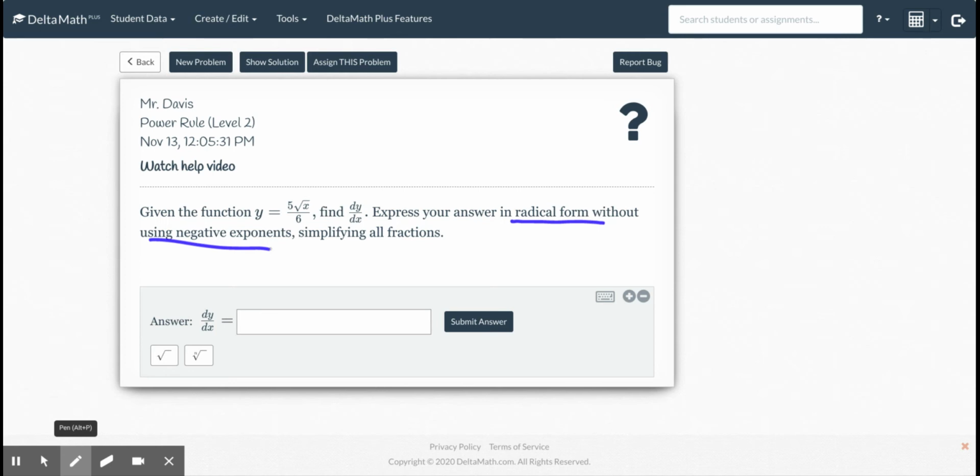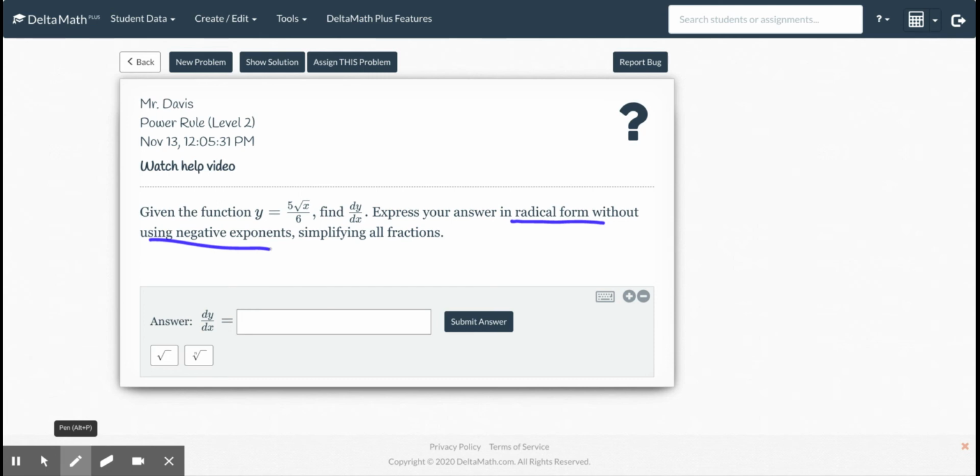Unless it were given to you as a fractional exponent, you could write the answer with a fractional exponent, but generally it's going to be given as a root, so they expect your answer to be written as a root with no negative exponents. So to find dy dx, the first thing that we're going to want to do in all of these is just rewrite it in a better way.